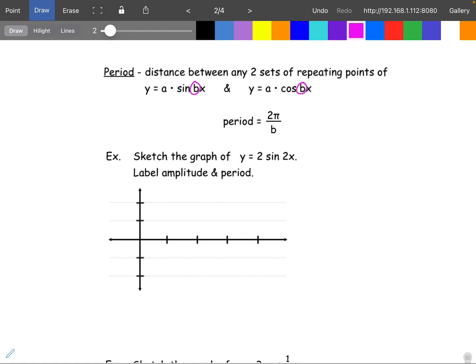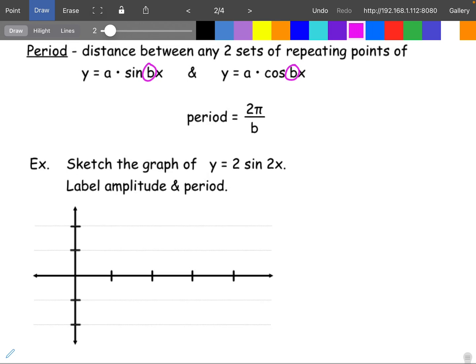So you're always looking at the number that is right in front of the x. If there's no number in front of the x, then that means your period is normal. It's just 2 pi. However, if you have any number in front of x, that b value is going to affect your period. And so we have a little formula here that's super important. We need to know this. You must have this memorized.